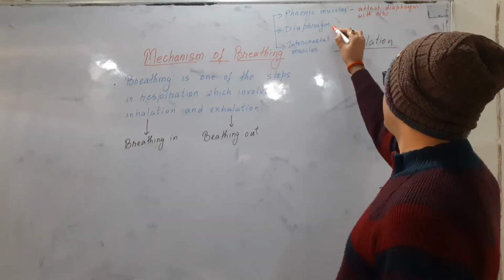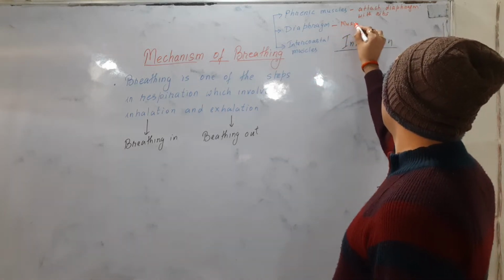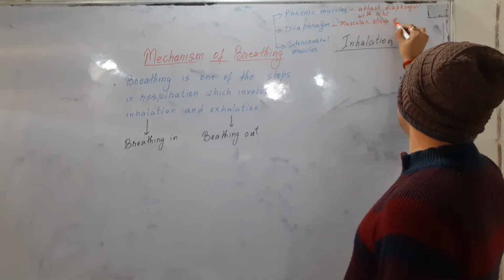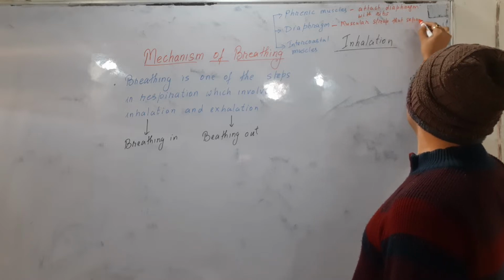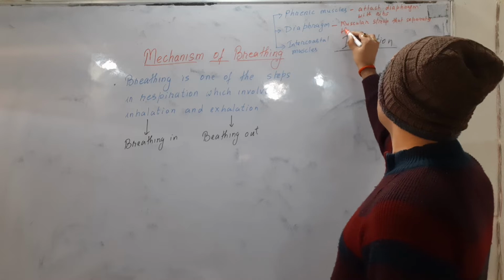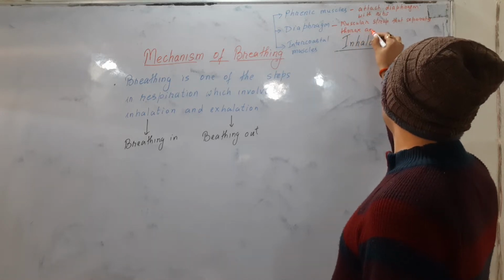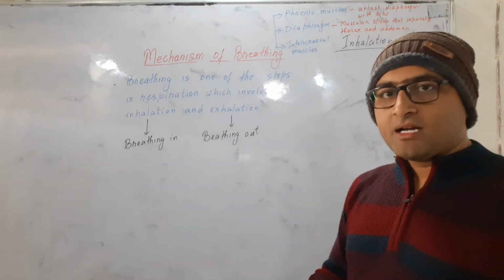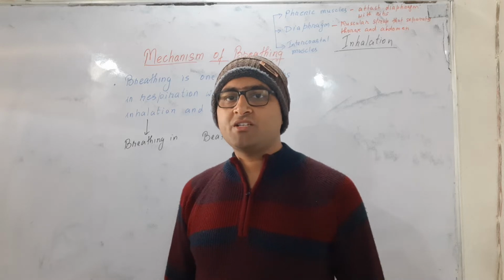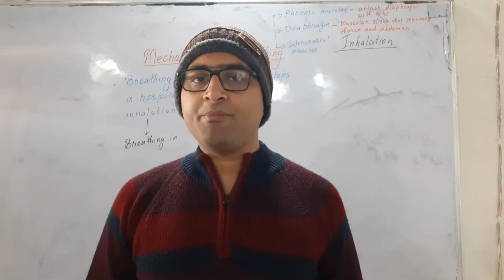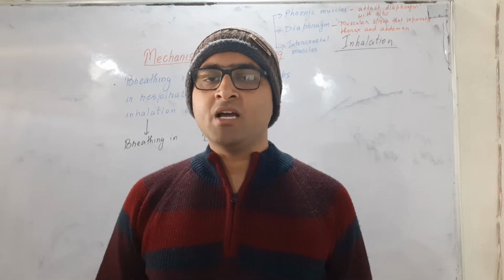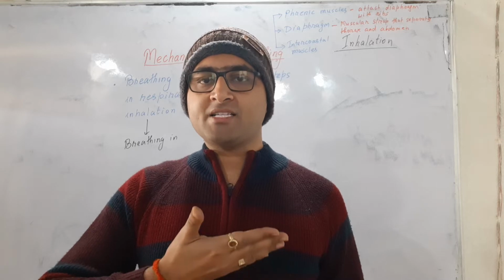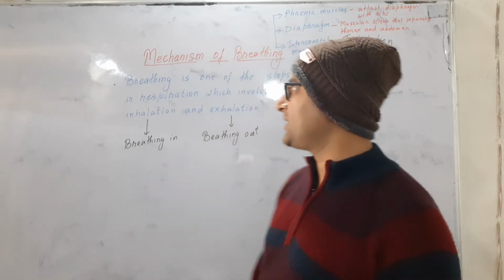Now talking about the diaphragm, what is this? It is a muscular structure, or you can say a muscular strap, that separates the thorax and abdomen. So the muscular structure which separates the thorax from the abdomen is called the diaphragm. The region above the diaphragm we call the thorax, and the region that lies below the diaphragm we call the abdomen.